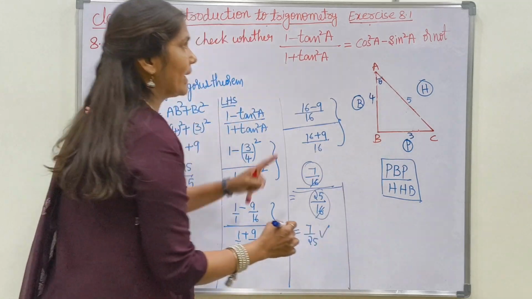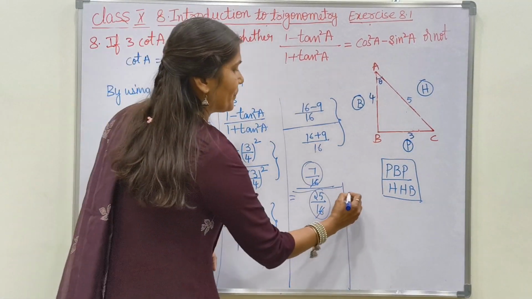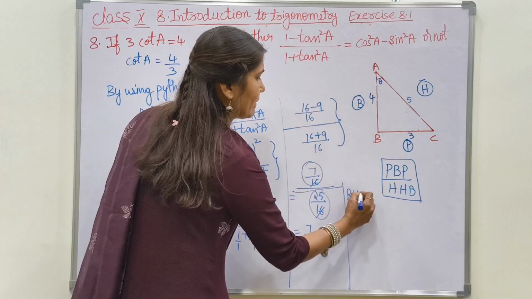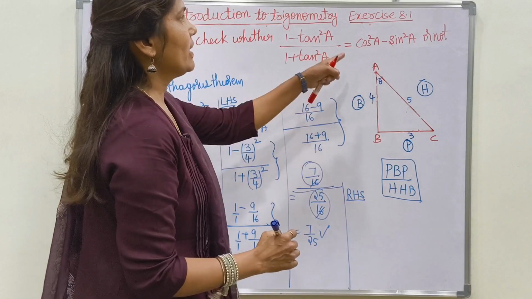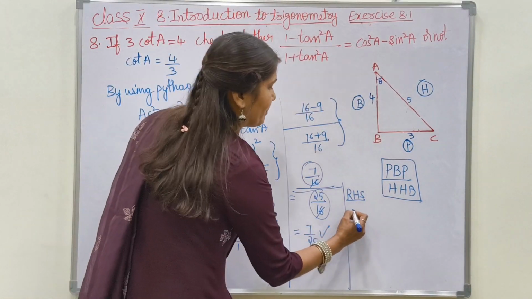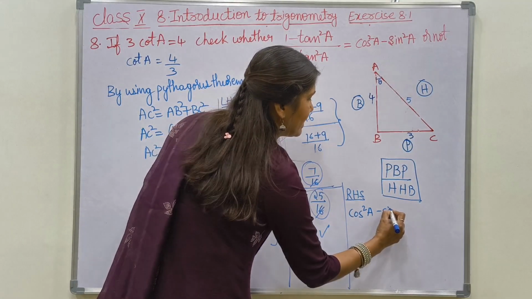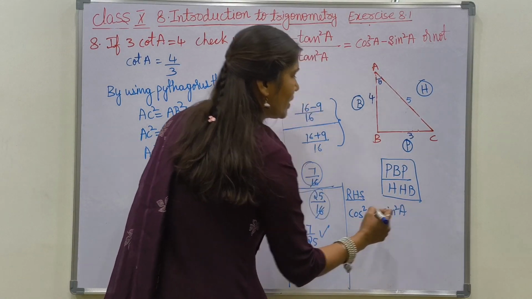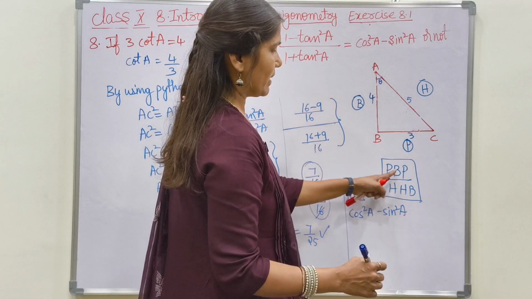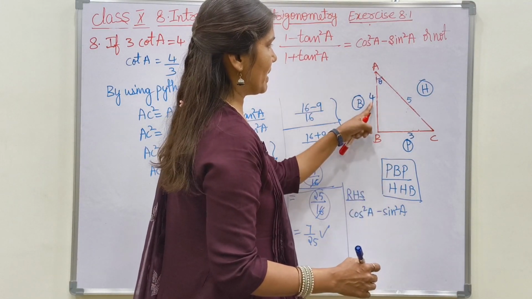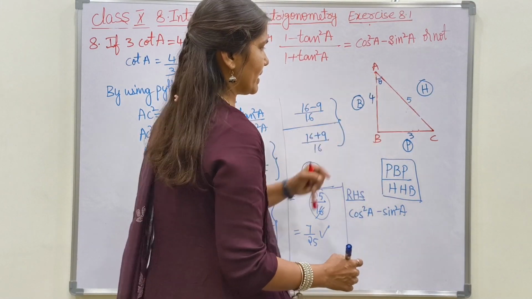Next we will do the right hand side. What is the right hand side? Cos square A minus sin square A. Cos means base by hypotenuse. What is the base? 4 is the base, and the hypotenuse is 5.